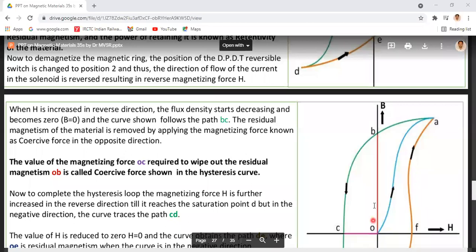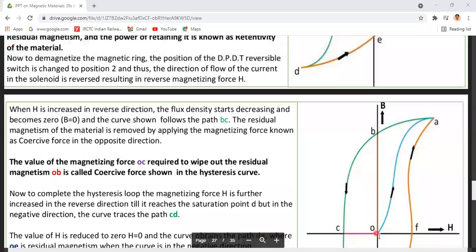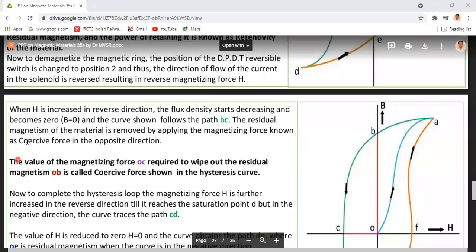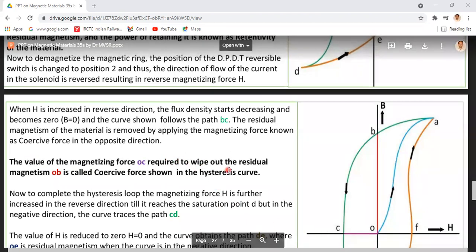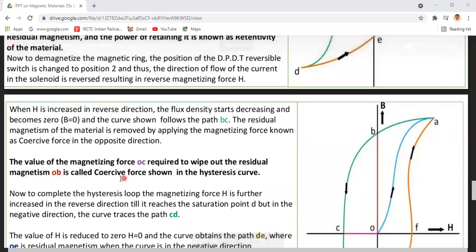Within the material, to make B zero, we apply a reverse directional field. The value of the magnetizing force OC required to wipe out the residual magnetism OB is called the coercive field or coercive force, as shown in the hysteresis curve.